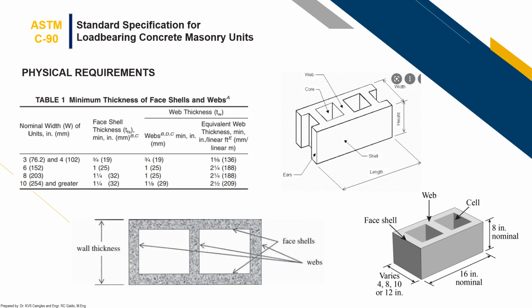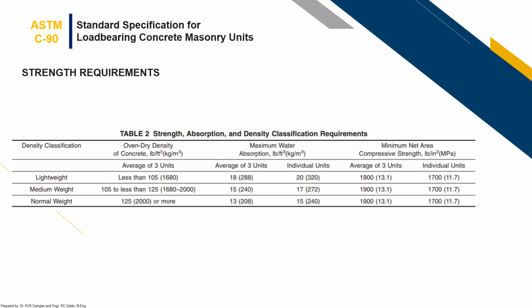As to the physical requirements for our load-bearing concrete masonry units, based on ASTM C90, these are presented in Table 1. Okay, so we just have to refer to these figures given or provided, as to the nominal width, the face shell thickness, and then the web thicknesses. So we just have to base on this table. Next is of course now the strength requirements.